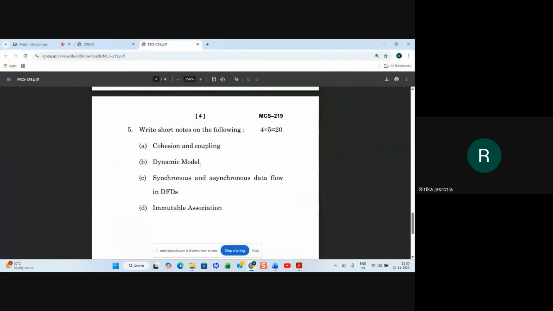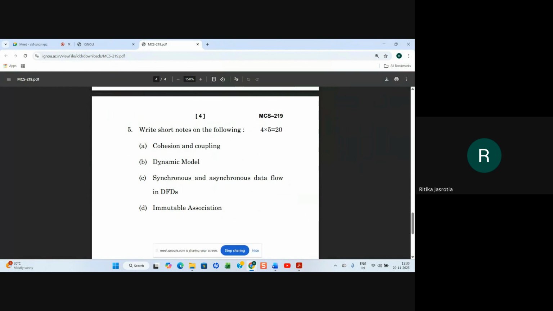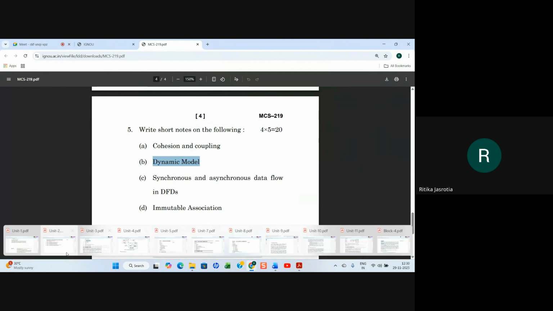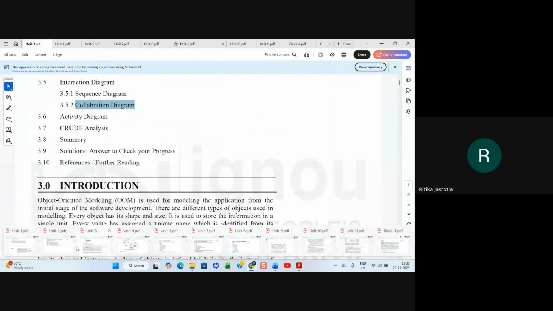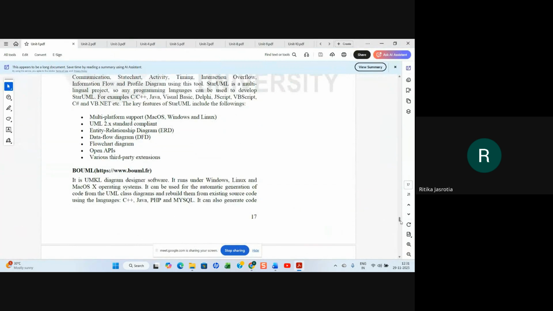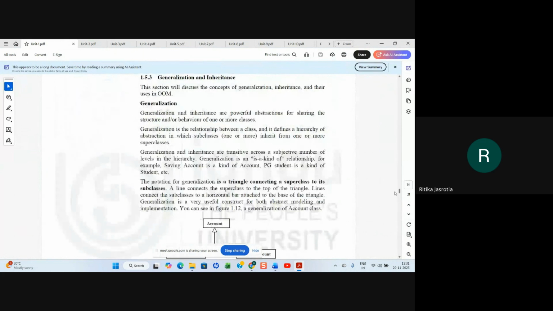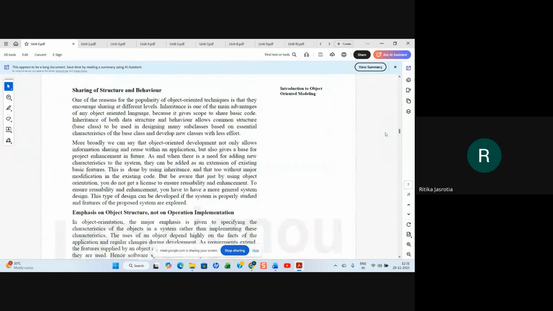And what is the dynamic model? The dynamic model is the one where the dynamic behavior of the system is explained, and the diagrams used are the sequence diagram, state chart diagram and all that. So I think for dynamic modeling there are different types of models, so we just go through them.